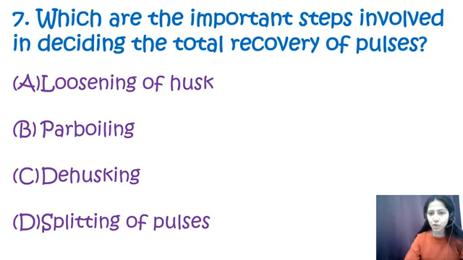So options are loosening of husks, parboiling, dehusking, and splitting of the pulses. So over here my correct option is A, that is loosening of the husks. Loosening of the husk is actually an important step in pulse milling, as it decides the total recovery and quality of the milled dal.